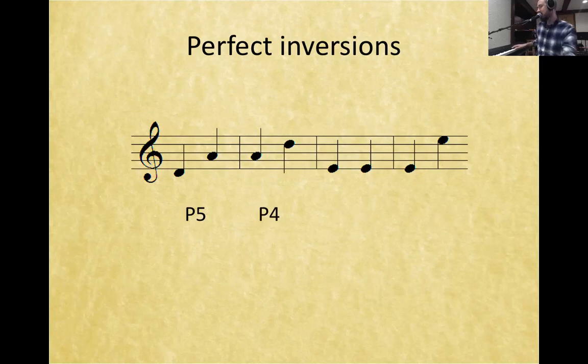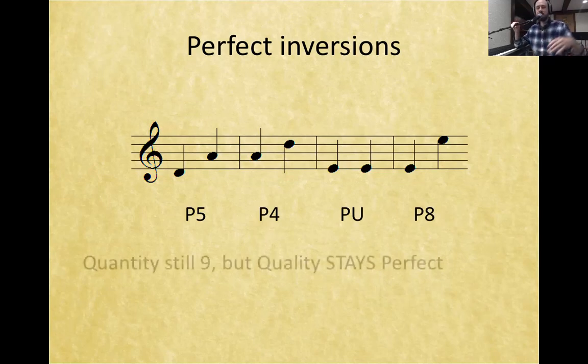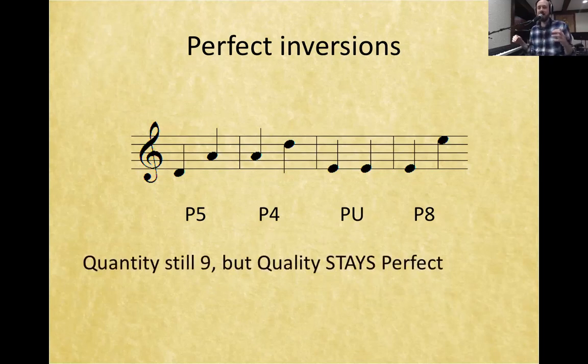Interesting. This is even clearer when you look at the octave and the unison, right? E to E, perfect unison. E to this E, perfect octave, right? So that it really makes it pretty stark there. But what's the thing that is really worth pointing out here? The quantity still adds up to 9, but the beauty of perfect intervals is that the quality stays perfect, right? That's part of what makes perfect intervals perfect. You can't flip this and make it not perfect, right?